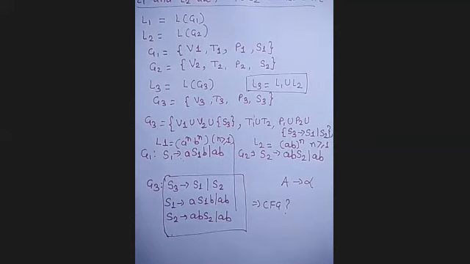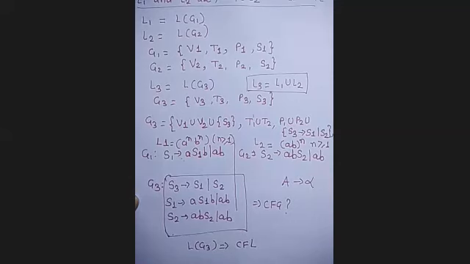Yes, G3 is a context-free grammar. After taking the union of G1 and G2, we got a new grammar G3, and the language generated by G3 is a context-free language.